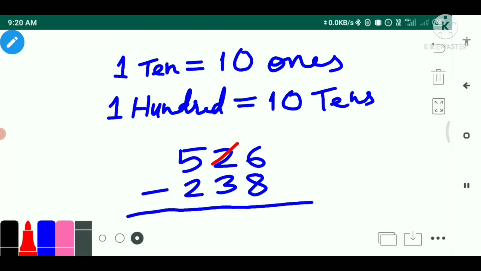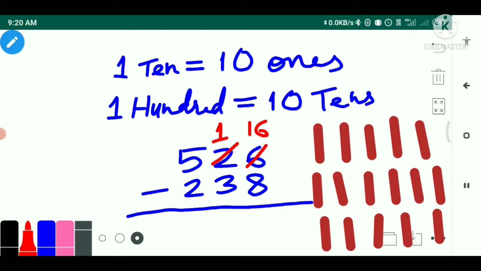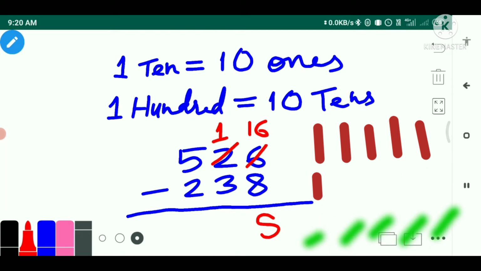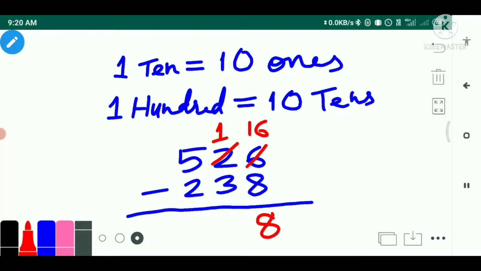Now this tens place, whenever it gives 1, it will reduce by 1, and this 2 will become now 1. Now that 1, when it reaches the ones place, it will become 10 more. That means 10 plus 6, so it will become how much? 16. So we can write 16 here. Okay. Now 16 minus 8. 16 lines are there, and now just subtract 8 lines. 8 will be there.